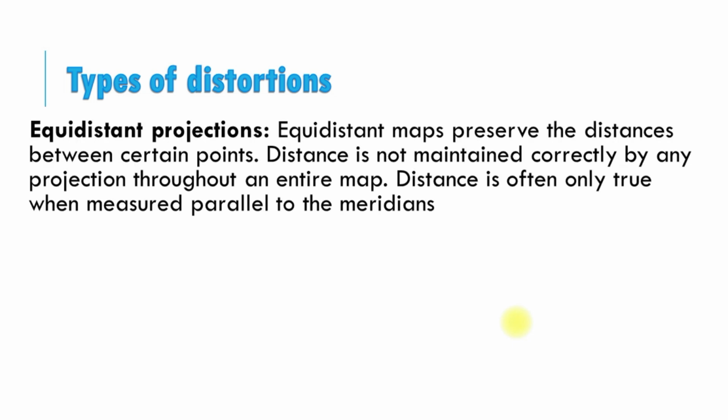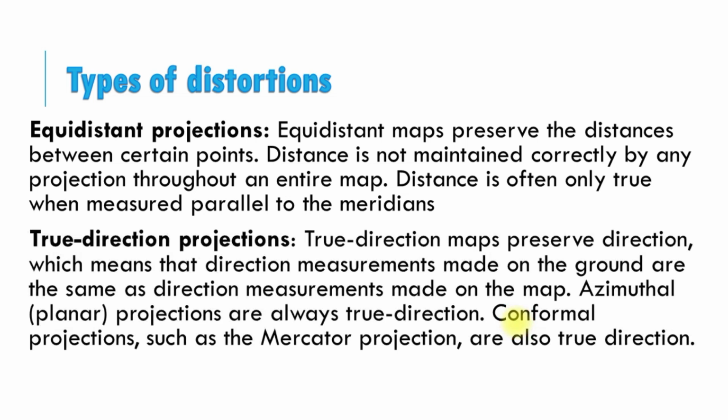Types of distortions. And the third type of distortions is equidistant projections. Equidistant maps preserve the distance between certain points. Distance is not maintained correctly by any projection throughout an entire map. Distance is often only true when measured parallel to the meridians.